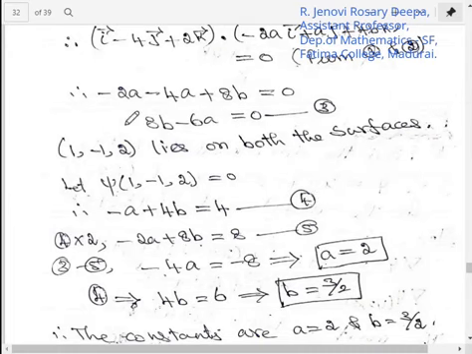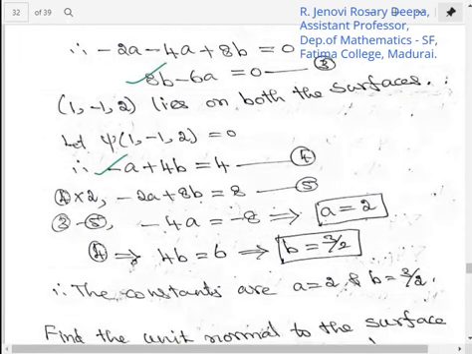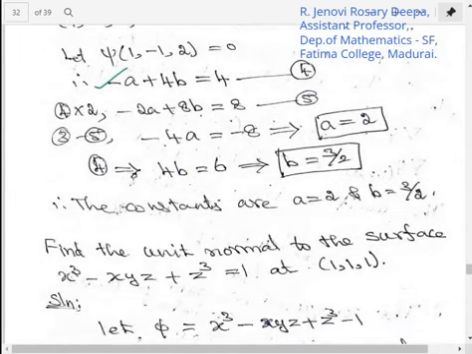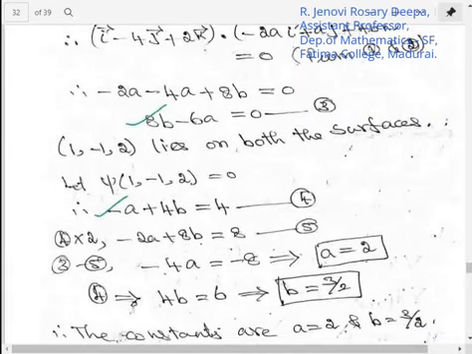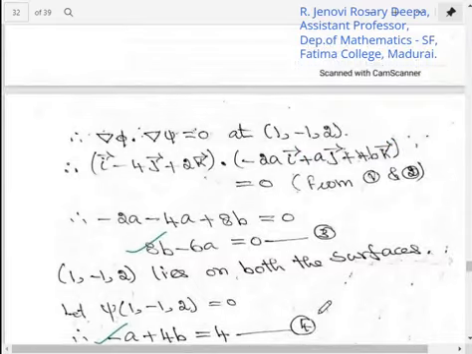Now we have two equations involving two constants a and b, so you can easily solve them. Solving the two equations with two variables, you get the value of a as 2 and b as 3 by 2. So the constants are a equal to 2 and b equal to 3 by 2. This is what the problem asked us to find.